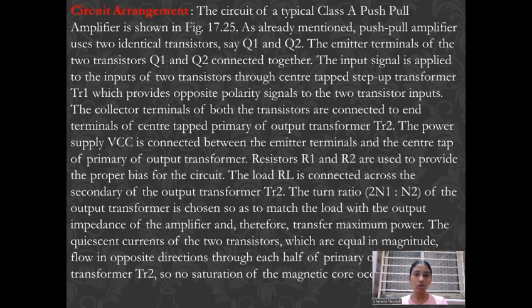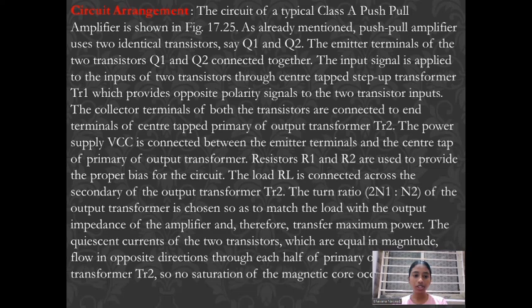The collector terminals of both the transistors are connected to the end terminals of the center-tapped primary of the output transformer TR2. The power supply VCC is connected between the emitter terminals and the center tap of the primary of the output transformer. Resistors R1 and R2 are used to provide the proper bias for the circuit. The load RL is connected across the secondary of the output transformer TR2. The turns ratio of the output transformer is chosen so as to match the load with the output impedance of the amplifier and therefore transfer maximum power.